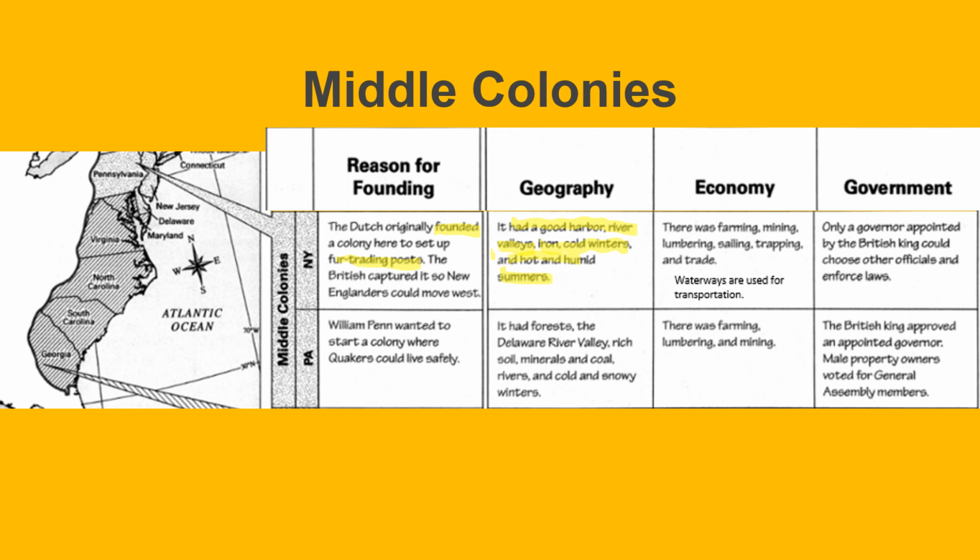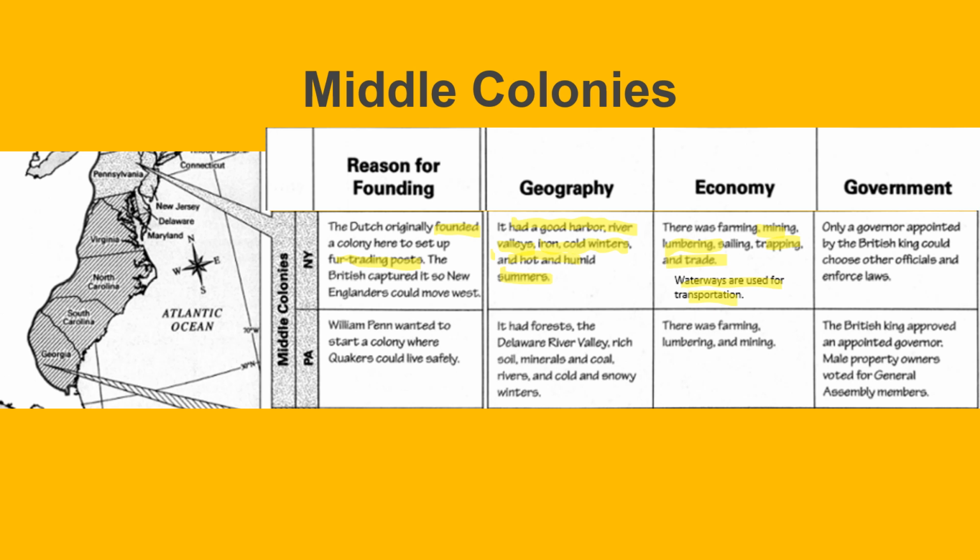Let's do the economy in the north. There were farming, mining, lumbering, trapping, and trade. The waterways are used for transportation. In this region, especially New York, was awesome because the rivers could go way deep into the region, which made it very easy to bring their products in and out.